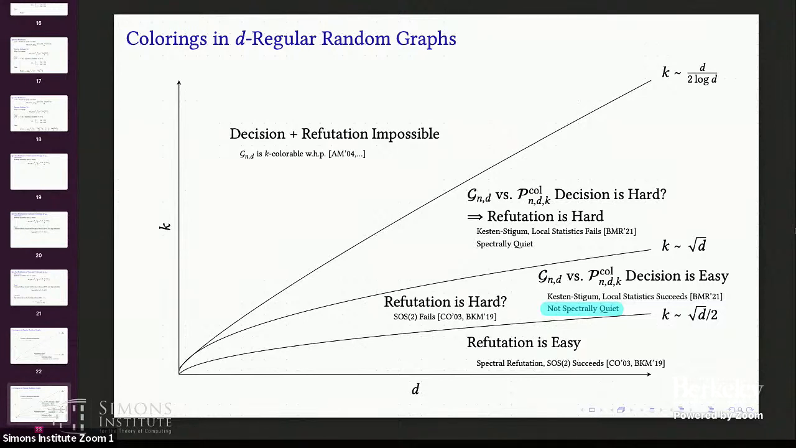And below it, we think that decision is easy. In fact, we know so because you can just do it using the spectrum. I'll say why that is in a second. But the point is that this leaves open this whole lower wiggly triangle here, where this planted model is not supplying any evidence for hardness of refutation. Okay. And so to design a better one, let's see why this one fails to do it, why it's not spectrally quiet in this range.